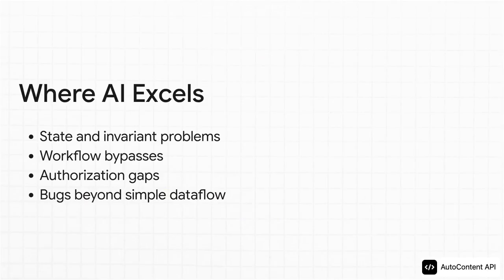This new AI detective, on the other hand, excels precisely where the old tools struggle. It's built to find those really complex bugs that aren't about simple data flow. We're talking about things like workflow bypasses, subtle authorization gaps, or when a system gets into a weird state it was never supposed to be in.